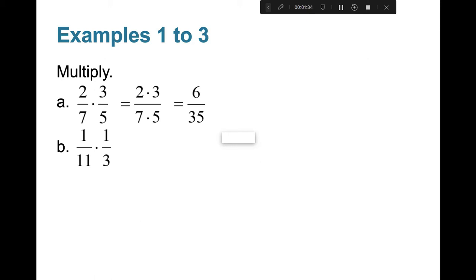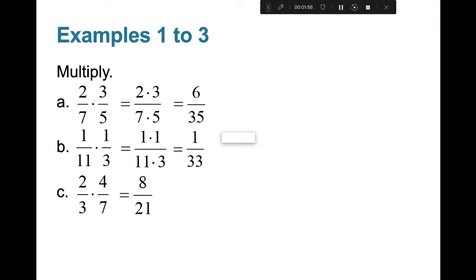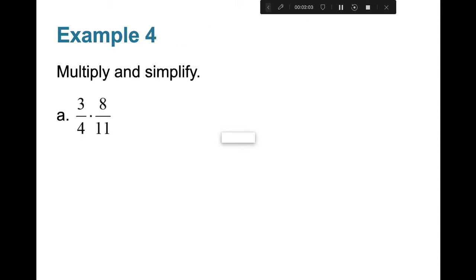Example 2, 1/11 times 1/3 gives us 1/33. Can that reduce down? Example 3, 2/3 times 4/7 is 8/21. Can that reduce down? No, it cannot.